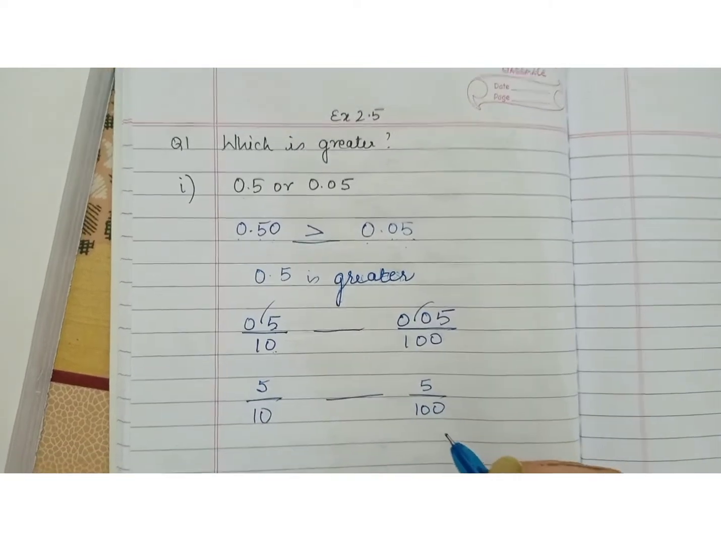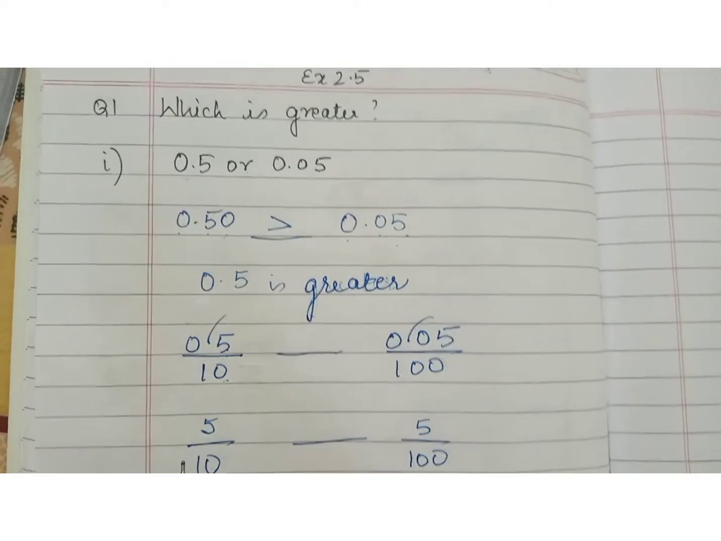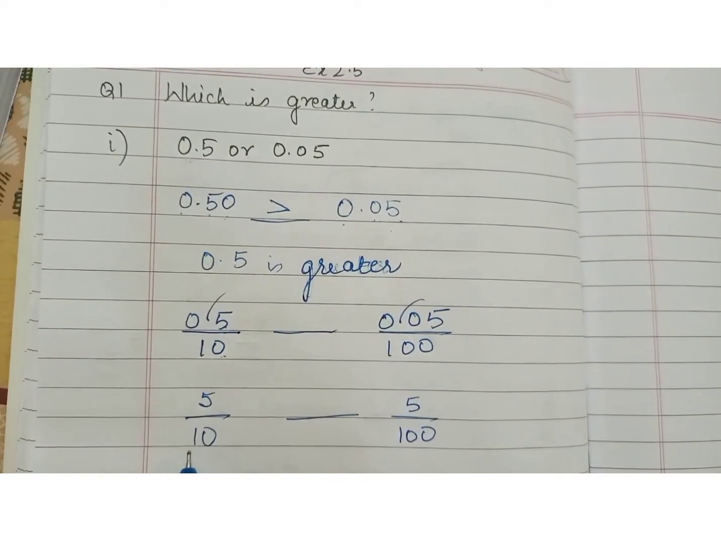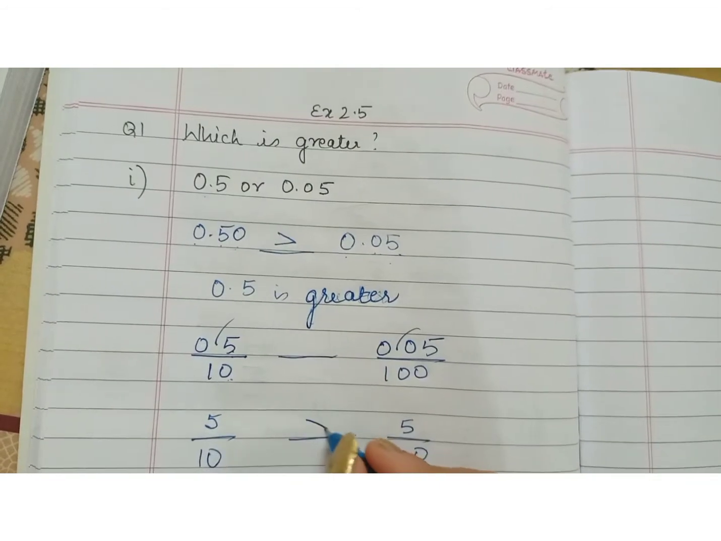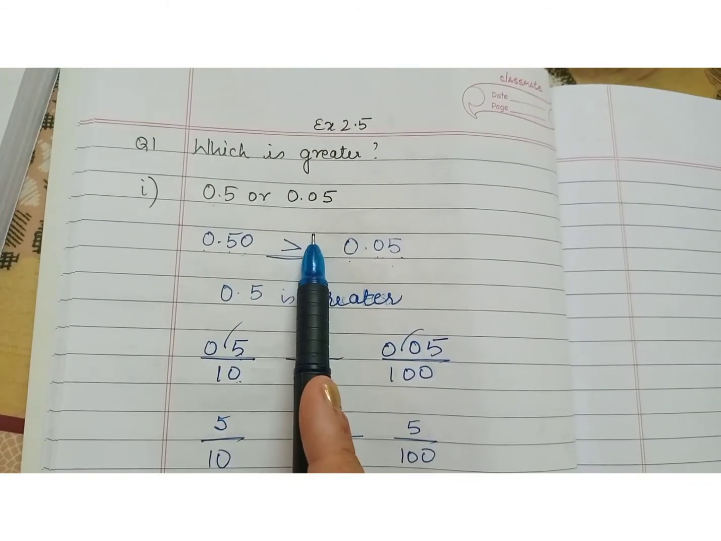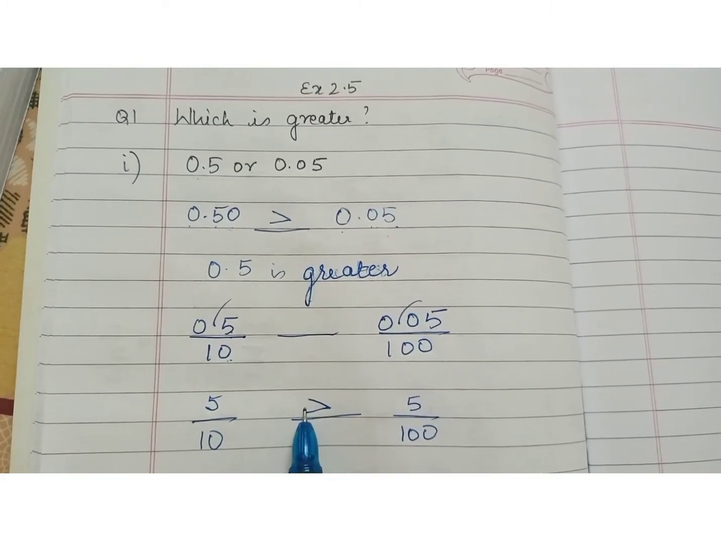In your previous class also we have read this thing while studying the fraction. If numerators are same, whosoever denominator is smaller, that fraction is greater. So see, whether doing it simply straight away or by converting it into fraction, the answer is coming same.